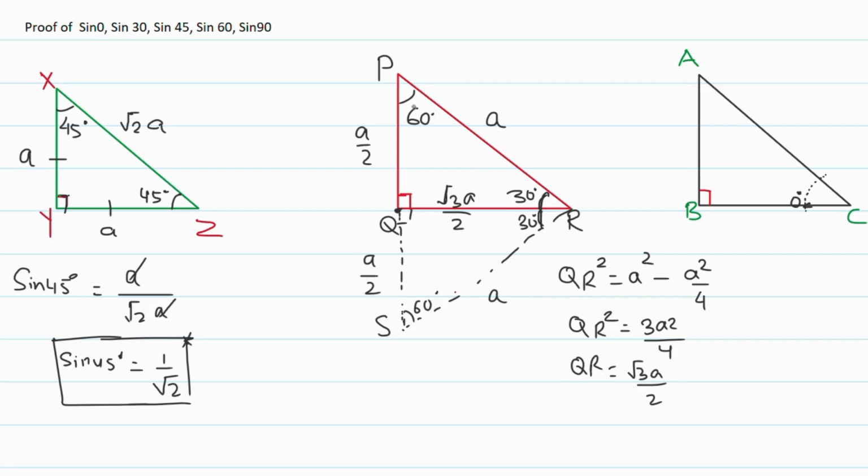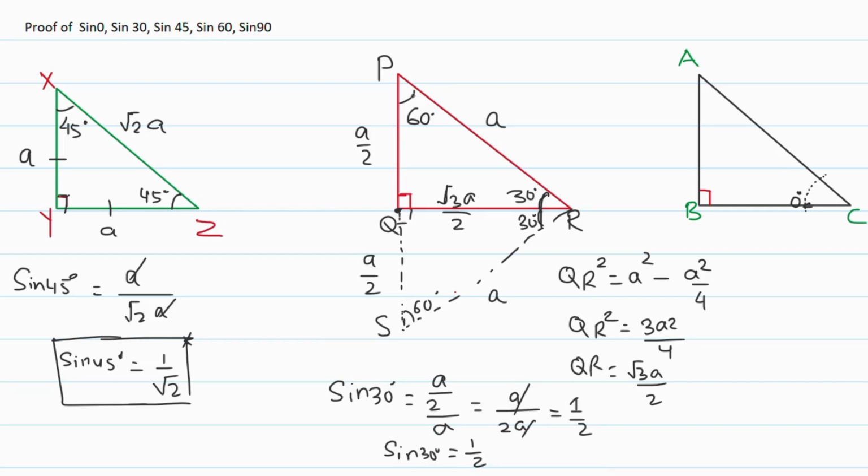Now I am considering back the triangle PQR, and I am taking sine 30 degree, sine of the angle, and that is what? That is opposite upon hypotenuse, so a by 2 upon a, which will become a by 2a. a will get cancelled, it will become 1 by 2. So what is the value? Sine 30 degree is equal to 1 by 2.